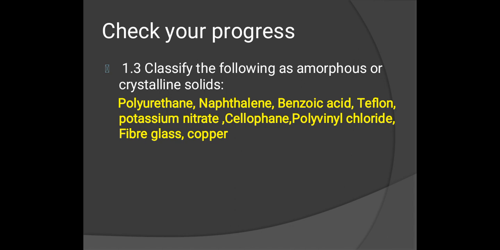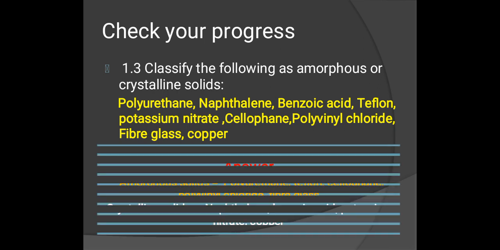Classify the following as amorphous or crystalline solid. Dear students, I am taking a 1 minute pause. Just see all the examples and classify them quickly into amorphous and crystalline solids. Polyurethane, naphthalene, benzoic acid, Teflon, potassium nitrate, cellophane, polyvinyl chloride, fiberglass and copper. Hope you classified. Let's see the answer.